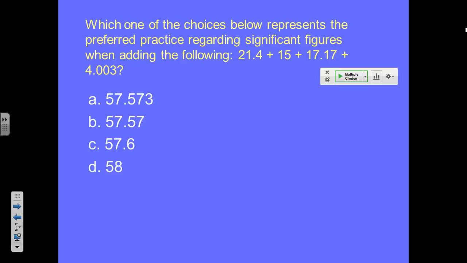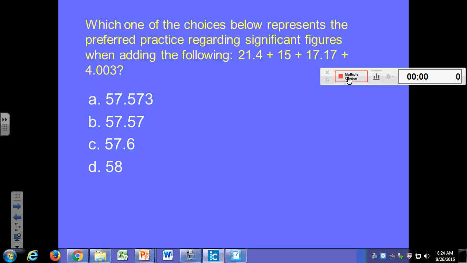And then this is the last one, I think. Adding these digits, if you add them up, you get 57.573. What is the proper way to write the answer?